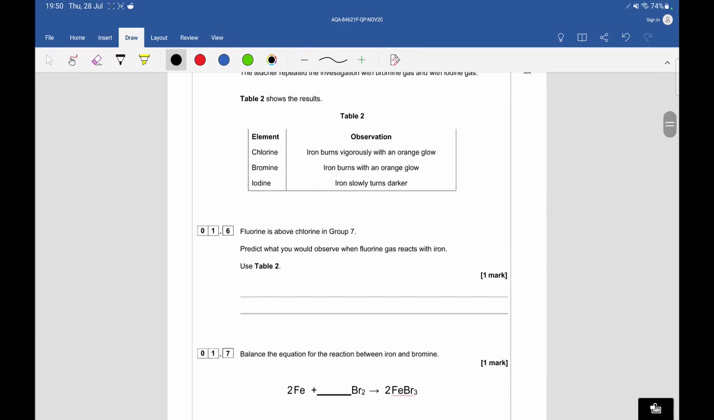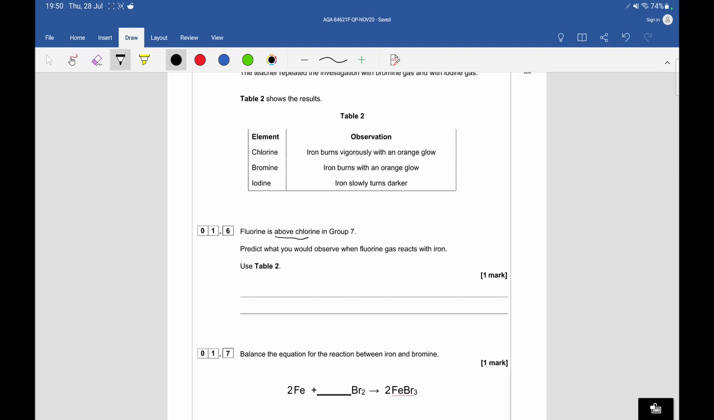Question 1.6 says fluorine is above chlorine in group 7. Predict what you observe when fluorine gas reacts with iron. Well, we know that fluorine's above chlorine, and we should also be aware that anything above chlorine is going to be more reactive, because in group 7, the higher you go in that group, the more reactive they become.